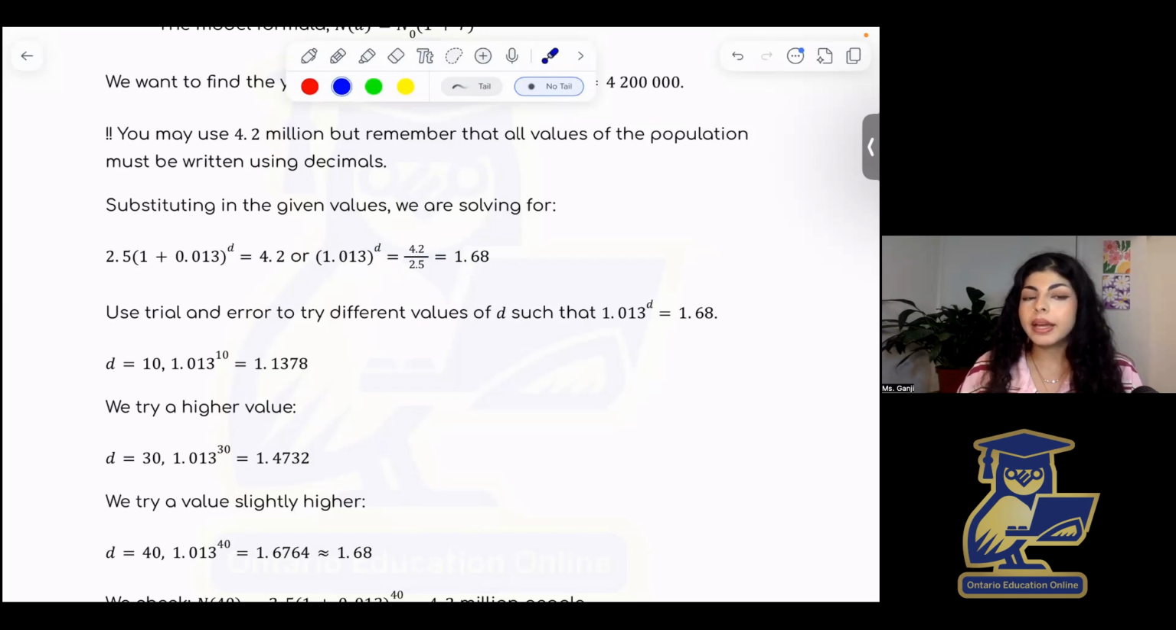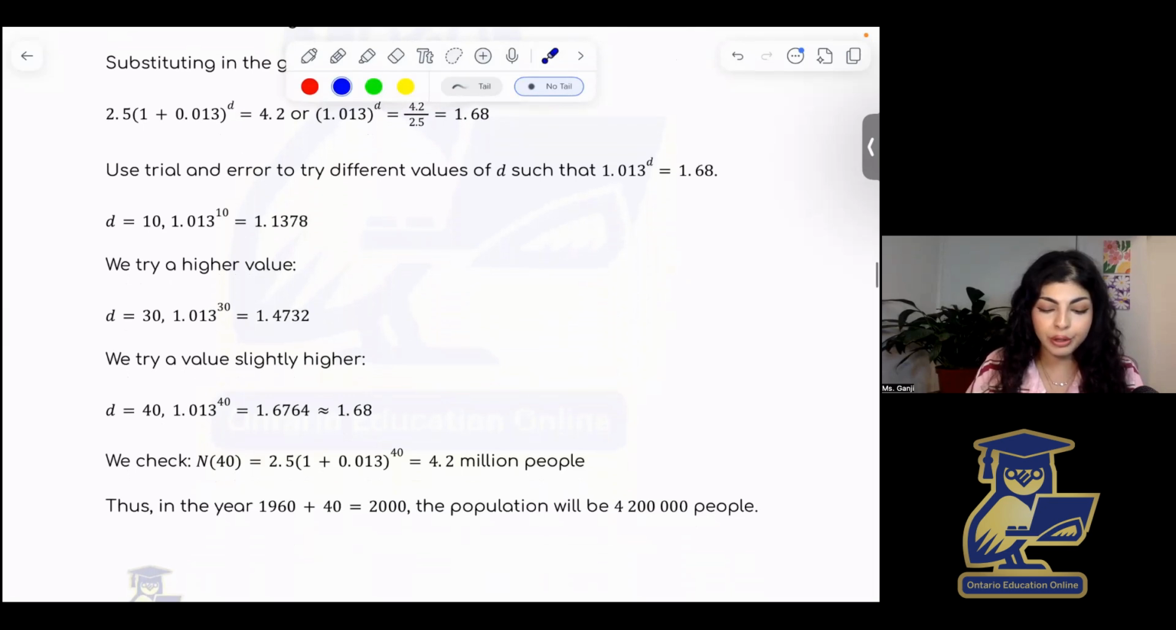And actually in math, there is the opposite operation for exponent, and it is logarithms. But logarithms are not a requirement for this course. I do show them to you briefly in our next unit, but for the sake of these questions, and you won't have a lot of them, just a few examples for you to see, you can just try trial and error to get the best estimate. So you would just be trying different values of D to see which one gives you the closest. So that's exactly what I've done here for you.